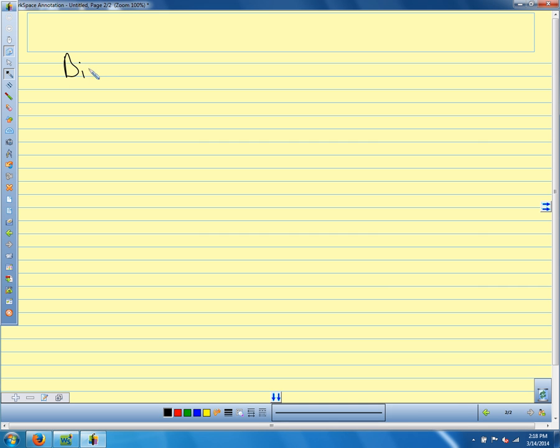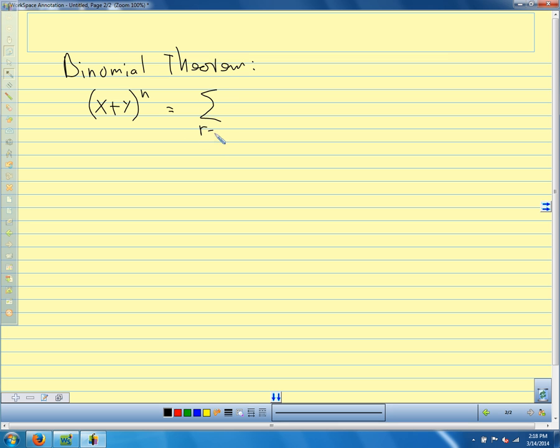So the binomial theorem says that x plus y to the n power is the sum, so we know what this sigma means now, r equals 0 to n of nCr, and we'll talk about what that means in just a second, x to the n minus r, y to the r, where nCr, the other way we say this is n choose r, the other way that we write it is with parentheses, n factorial over r factorial times n minus r factorial.